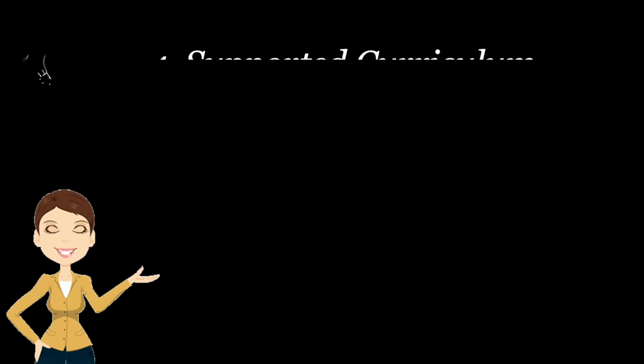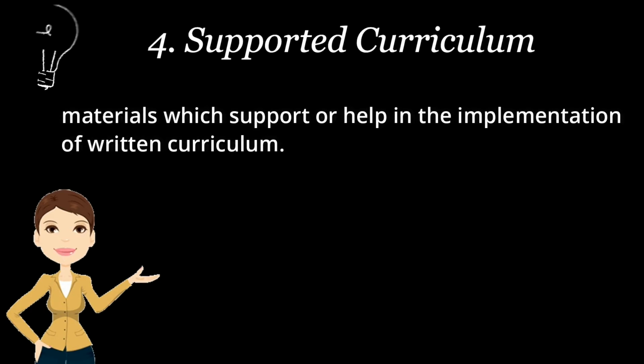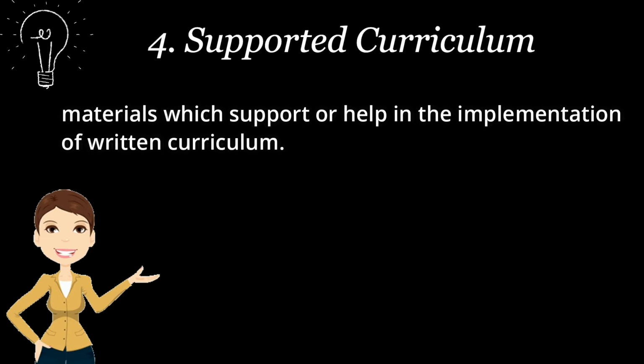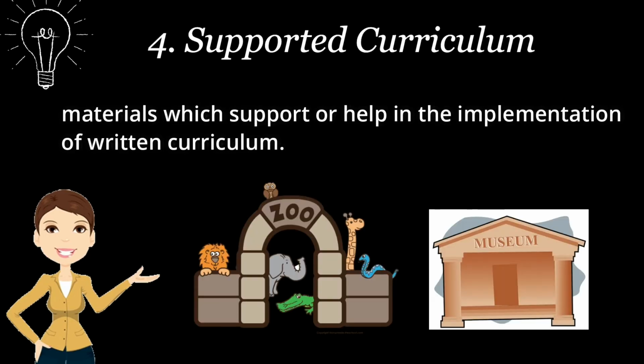Fourth is supported curriculum. This includes materials which support or help in the implementation of the written curriculum, for example, books, posters, charts, or other electronic materials. But it does not only limit to that. It could also be places where authentic learning through direct experiences occurs, such as zoo, museums, science laboratory, and etc.